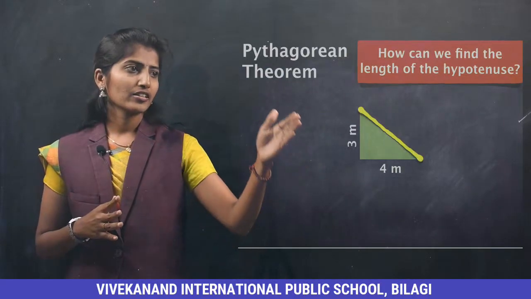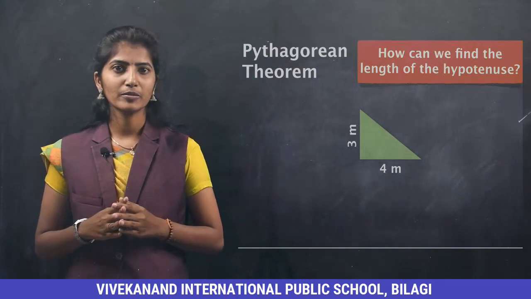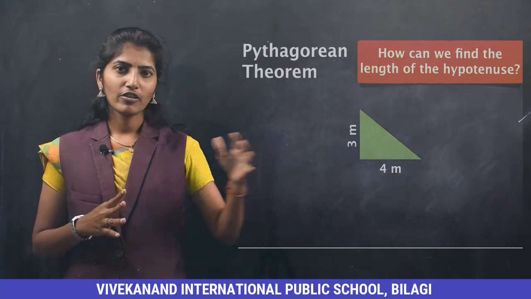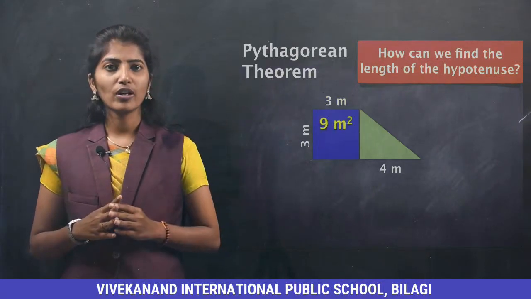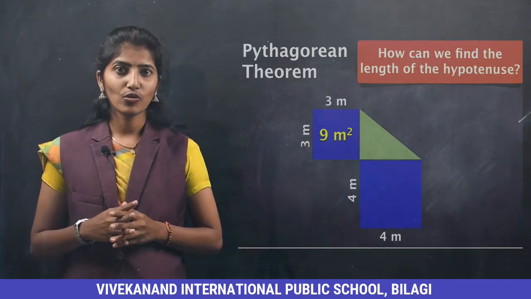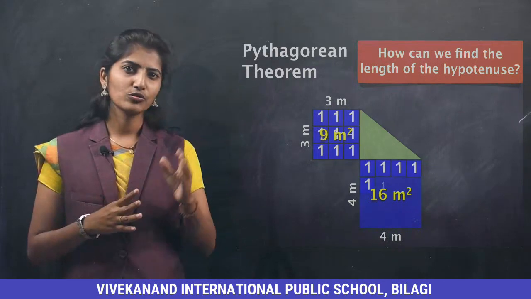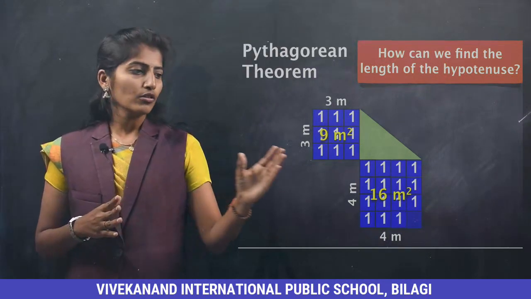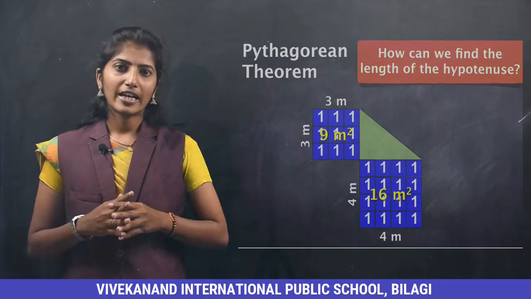Consider a right angle triangle with the sides measuring 3 meter and 4 meter. To find the actual length of hypotenuse side, if we square 3, we get 9 meter square, and also if we square 4 meter, we get 16 meter square. Now in this video, I am going to divide both squares into unit tiles, 16 tiles for 4 meter and 9 tiles for 3 meter square.